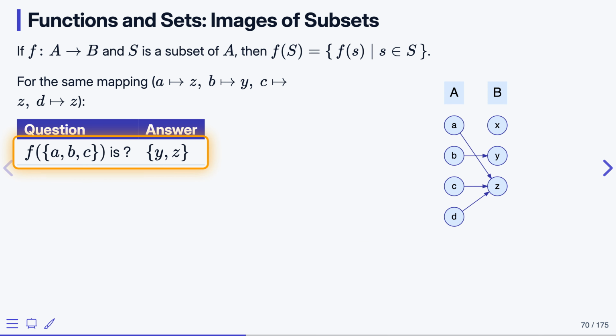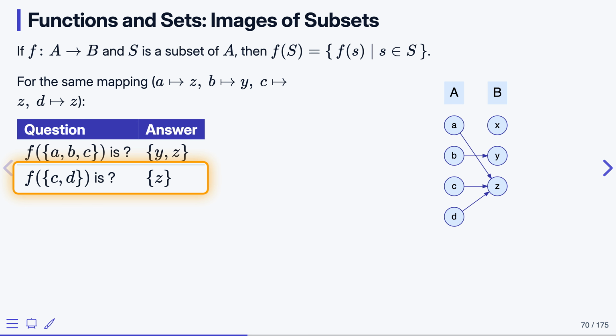First question. What is f of the set {B, C}? We collect the images. B gives Y, C gives Z, and we get the set {Y, Z}. Second question. What is f of the set {C, D}? Here C gives Z and D gives Z, so the image is just the set containing Z. A set never lists the same element twice.